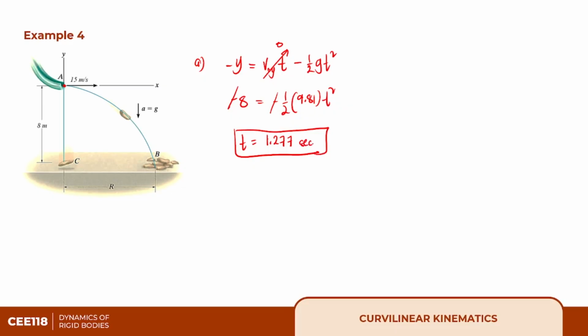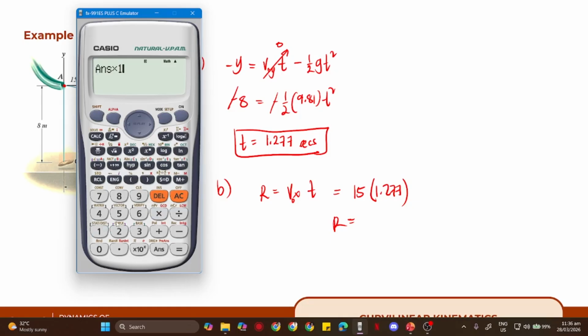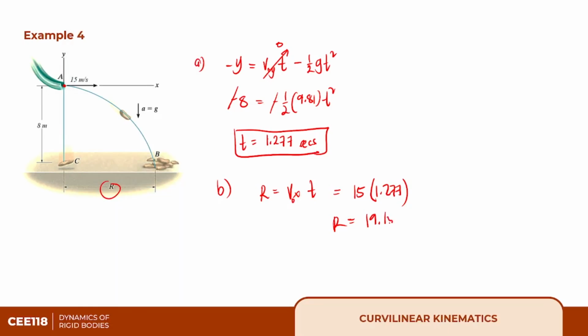Now, for the second unknown, the value of R. Since kapag horizontal, we are dealing with constant velocity, no? So, madali lang yan. Yung R would be equal to velocity along x and then time. Wherein yung velocity along x is already given. Initial velocity, that is 15, purely, times 1.277. And that is basically equal to 19.157, and that is in meters.